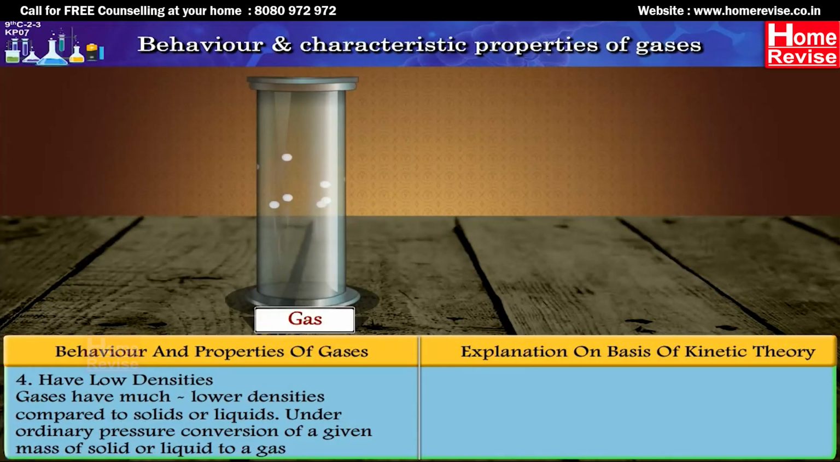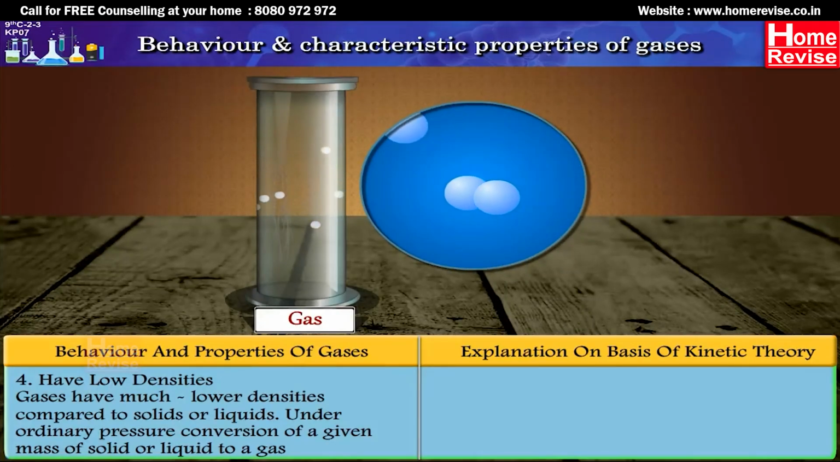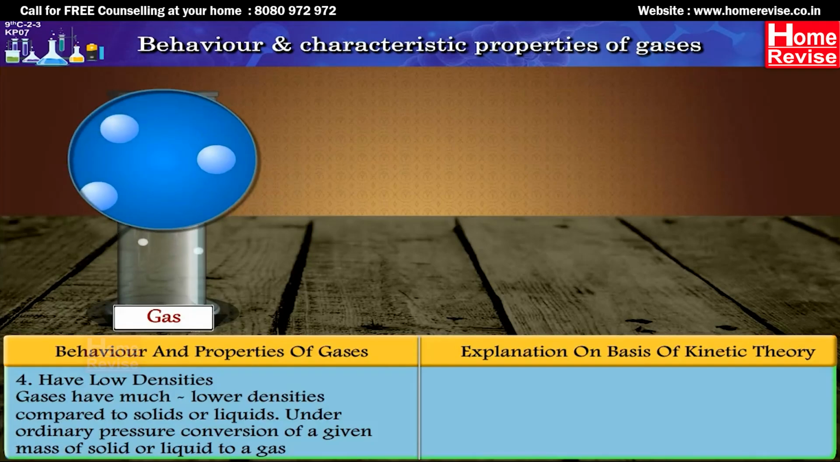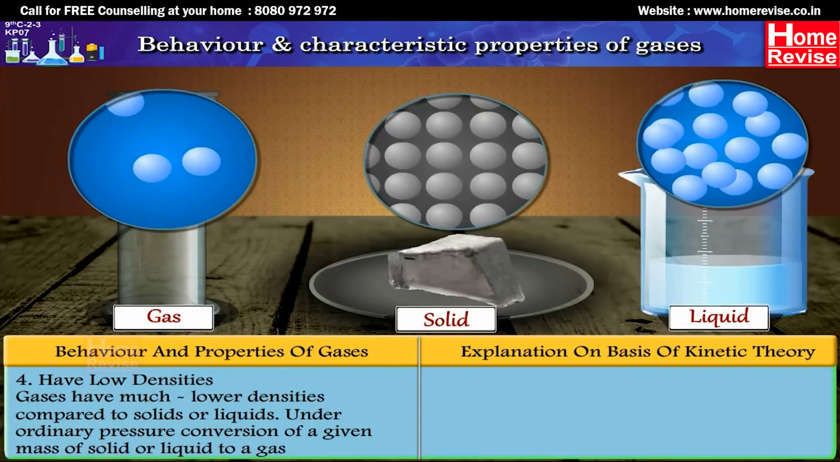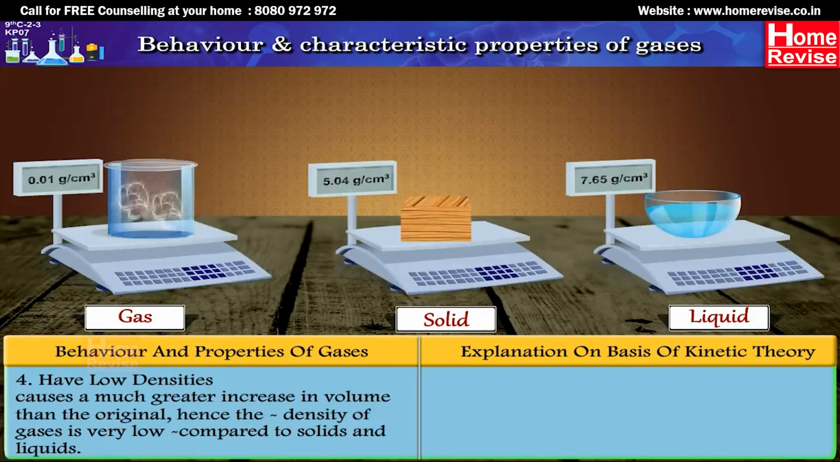Fourth behavior and property of gases. Have low densities. Gases have much lower densities compared to solids or liquids. Under ordinary pressure, conversion of a given mass of solid or liquid to a gas causes a much greater increase in volume than the original. Hence, the density of gases is very low compared to solids and liquids.